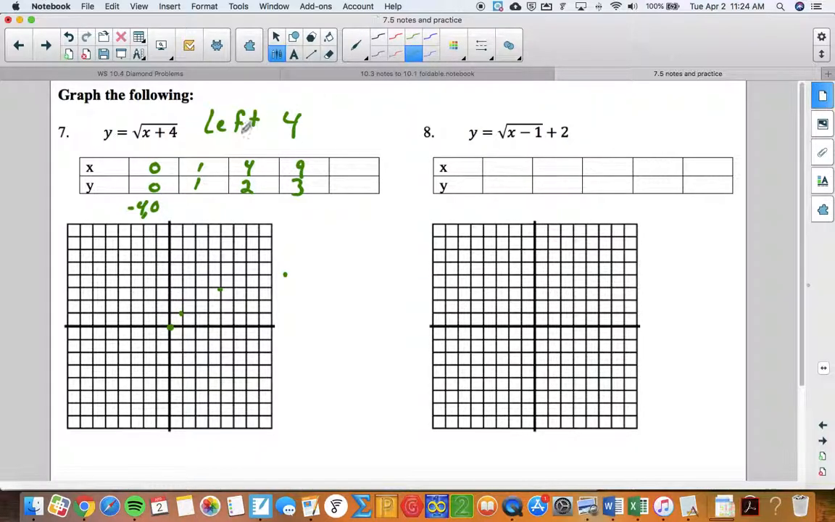Maybe I'll do this in a different color actually. So we see the green parent function, but I need to shift this point to the left 4. In fact, I'm going to shift all of the points to the left 4. You can do it numerically and subtract 4 from all the x's. That sends things to the left 4. And then plot these points, or if you're more of a visual person, you can just shift the points. So I'm sliding them all to the left 4.